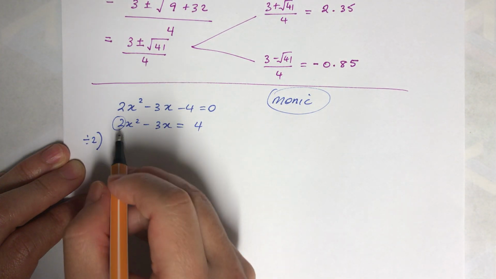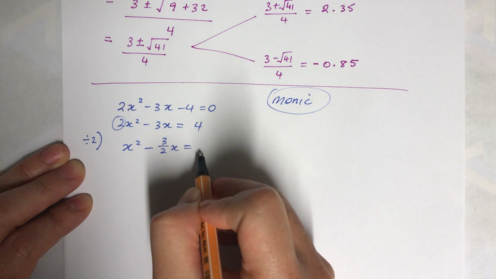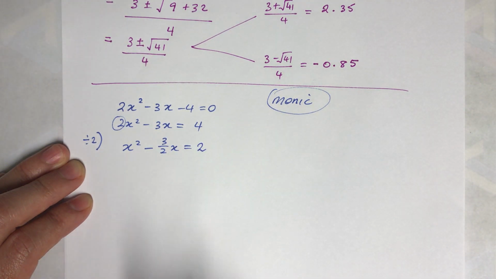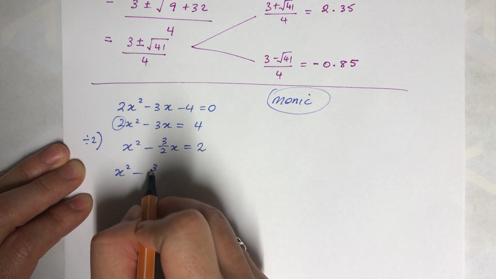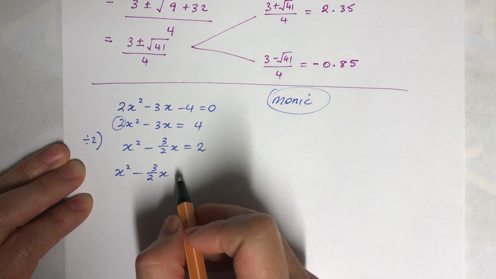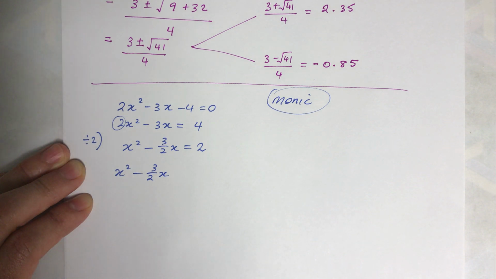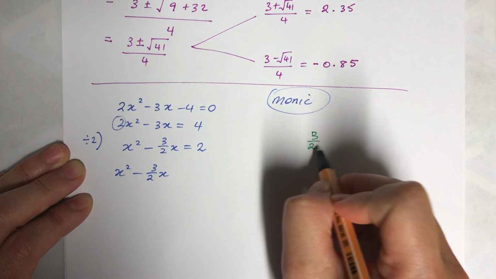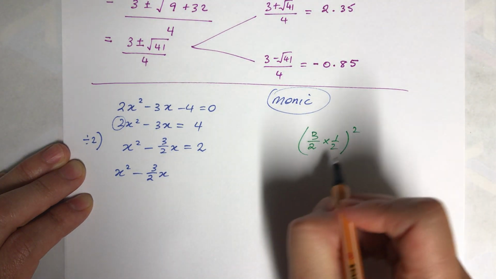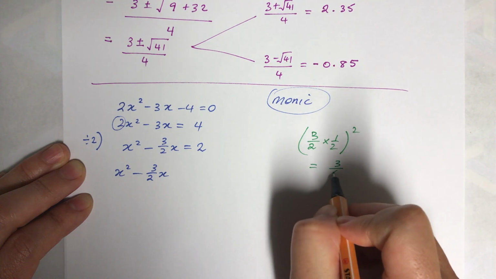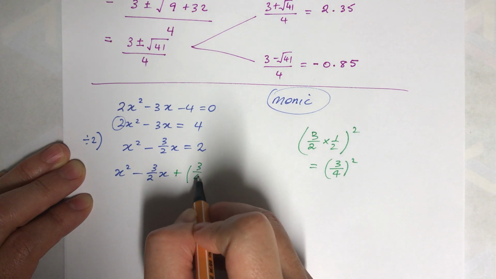So I'm going to divide by 2. I'll get 3 over 2x, and then 4 divided by 2 will be 2. Okay, so I've got that, and then I'm going to have to think about halving this and then squaring it. That's going to be a little bit of thinking to do, which is always good. So 3 over 2, halve it and square it. What does that mean? It'll be 3 over 4, squared.